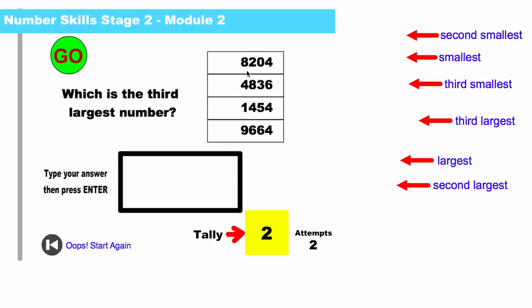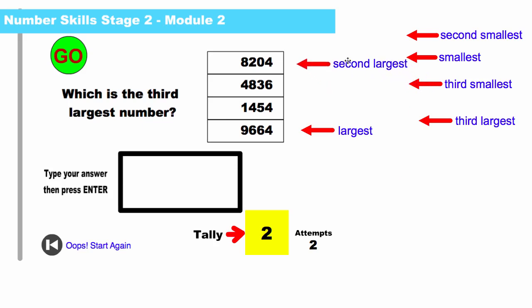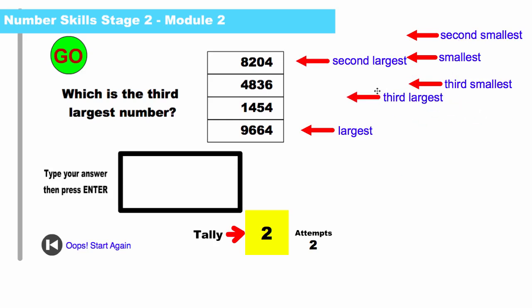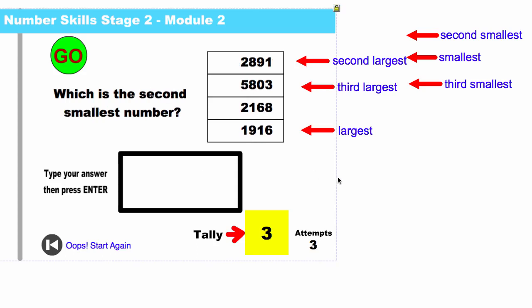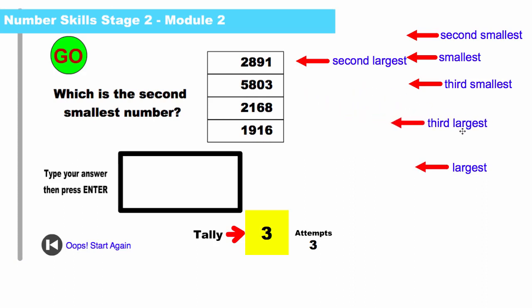We need the third largest number here. So let's find the largest number. 8, 4, 1 and 9. 9 must be our largest number. 8, 4 and 1 are left, so 8 must be our second largest number. 4 and 1, so 4 is bigger than 1. That must be our third largest number. Let's see if we're right. And that's correct.